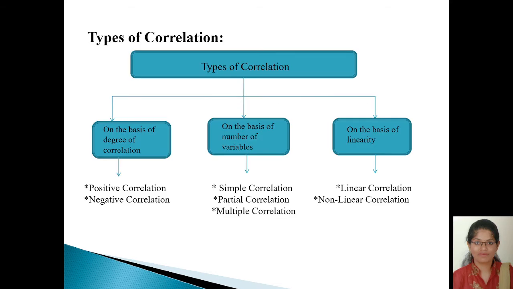There are three types of correlation. First, on the basis of degree of correlation. Next, on the basis of number of variables. Third, on the basis of linearity. The first type, on the basis of degree of correlation, is divided into two types, positive correlation and negative correlation. Second, on the basis of number of variables, it is divided into three parts: simple correlation, partial correlation and multiple correlation. On the basis of linearity, it is divided into two parts, linear correlation and non-linear correlation.